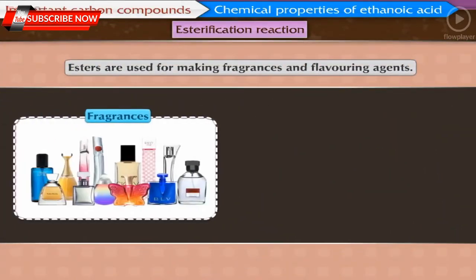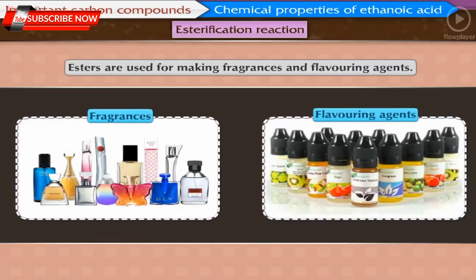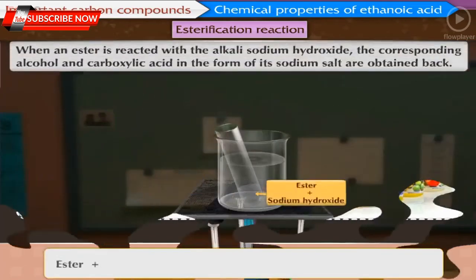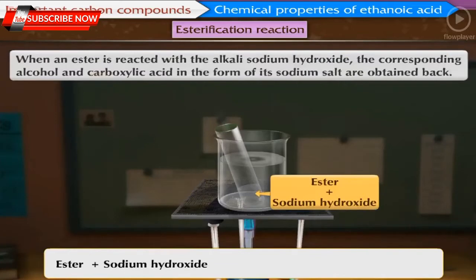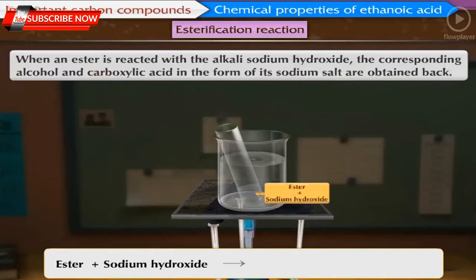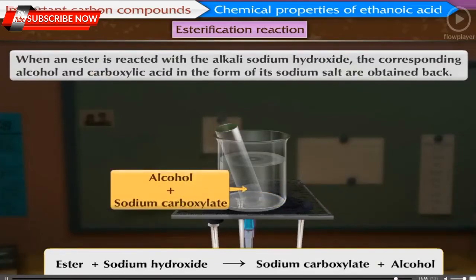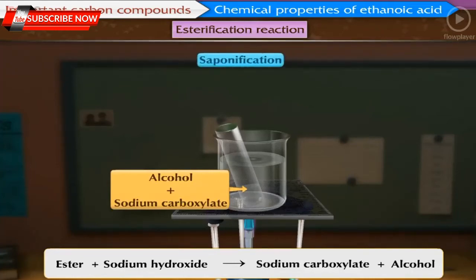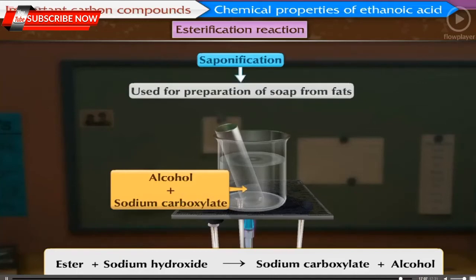Esters are used for making fragrances and flavoring agents. When an ester is reacted with the alkali sodium hydroxide, the corresponding alcohol and carboxylic acid in the form of its sodium salt are obtained back. This reaction is called saponification reaction because it is used for preparation of soap from fats.